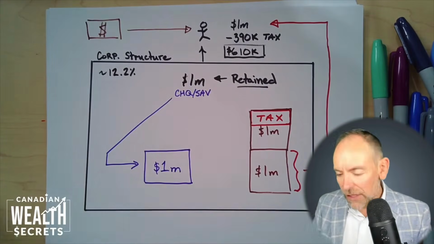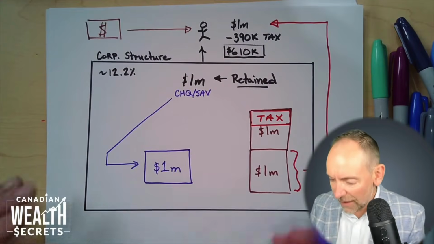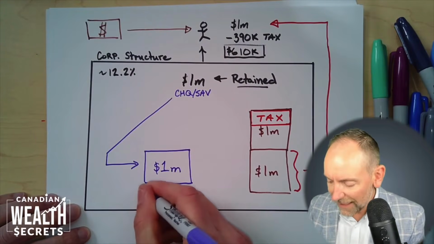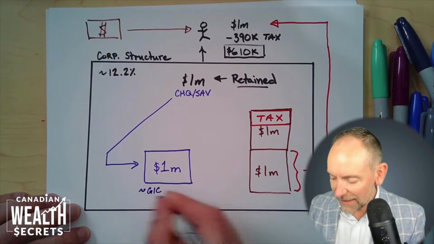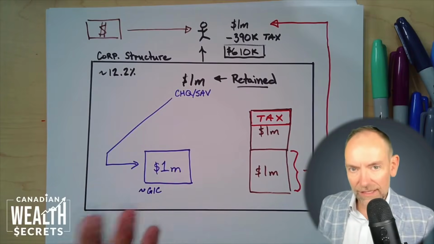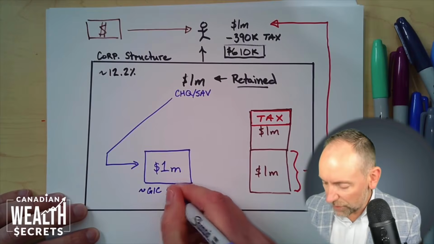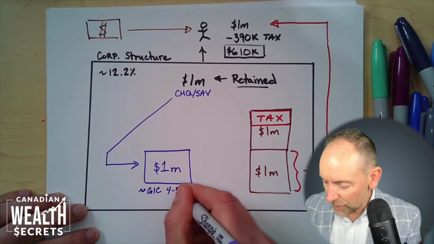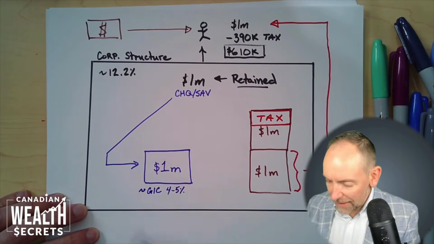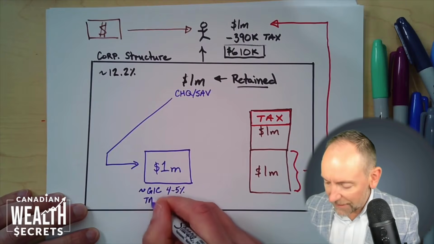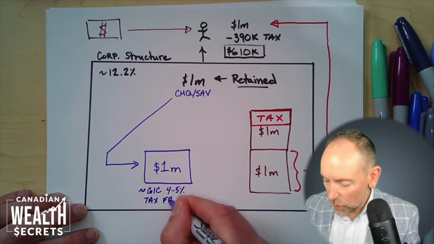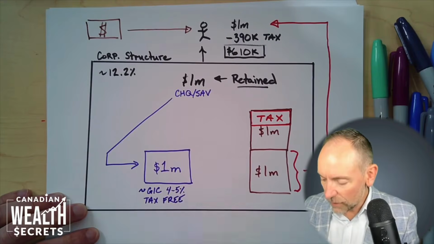And every year that we do this, over time, on average, you're going to get growth like a GIC. So that's like a GIC. It is not a GIC, this bucket. It's going to be growth like a GIC, so 4% to potentially 5% per year. And it's going to be tax-free, which is quite fantastic in and of itself.